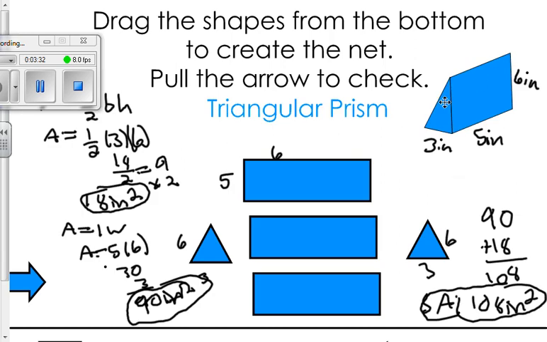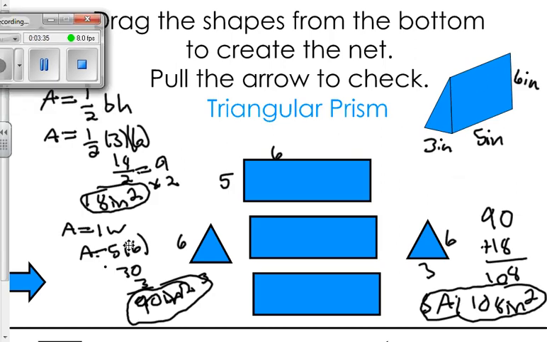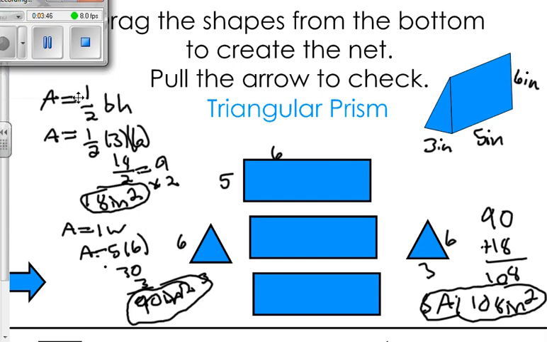Let's look at this triangular prism. There we have 2 triangles, whose dimensions are 6 by 3, and 3 rectangles, one of which is 6 by 5. So what we're going to do here is find the area of the triangle, 1/2 base times height, which is 1/2 times 6 times 3, 18 divided by 2, is 9, but we multiply by 2 because we have 2 triangles, which is 18 inches squared. Then our rectangles, we've got 3 of those, so length times width, 5 times 6, 30 times 3 rectangles is 90. 90 plus 18 is 108 inches squared.